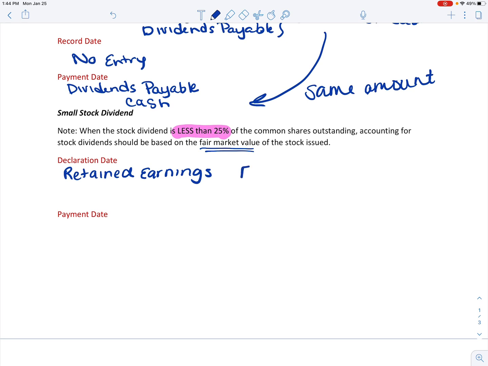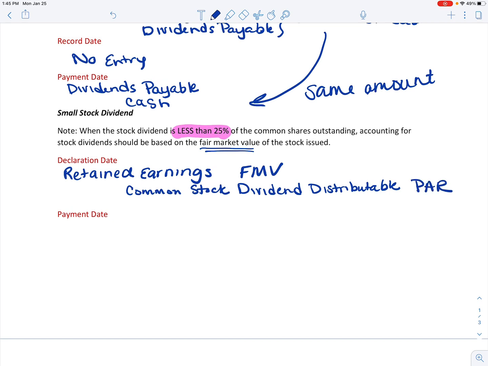But again, this is going to be for the fair market value. Then we're going to credit our common stock dividend distributable. Luckily, your homework has drop downs, so you don't have to type this out every time. This is going to be for your par value. And then you're going to put the difference into a credit to your paid-in capital.